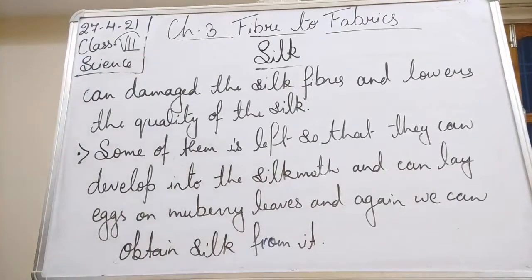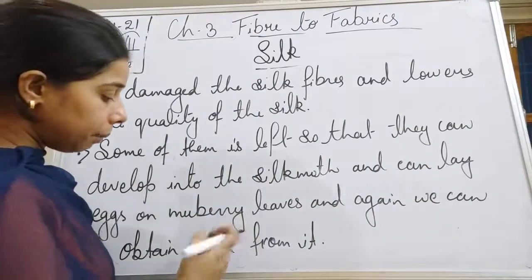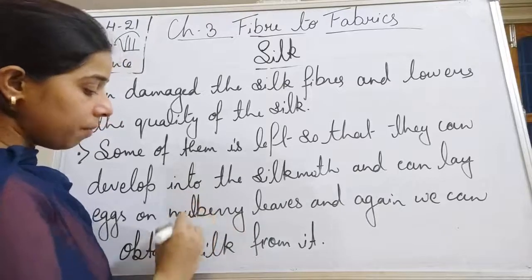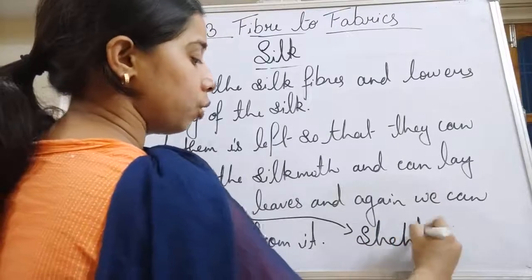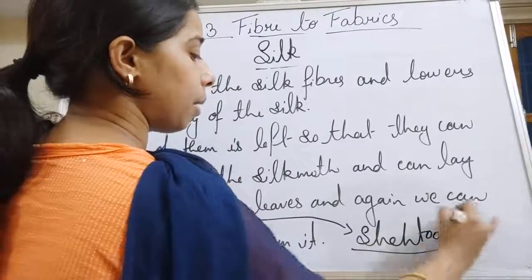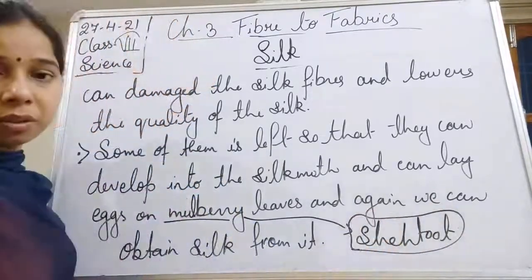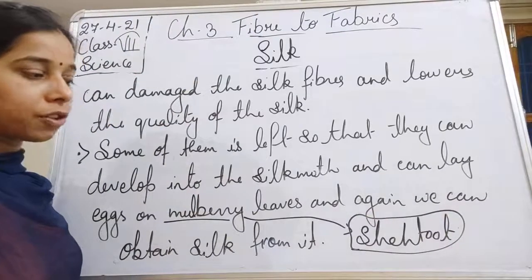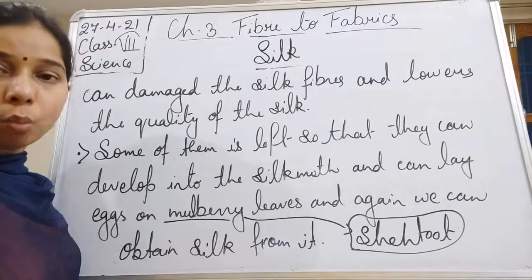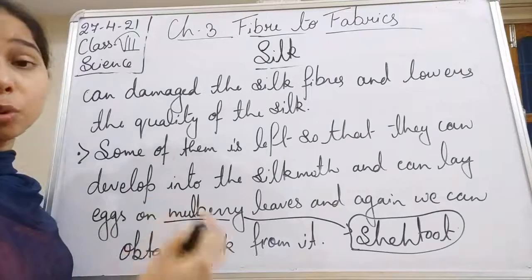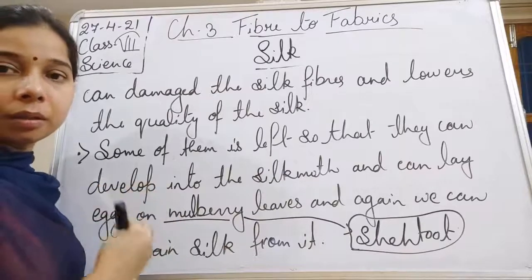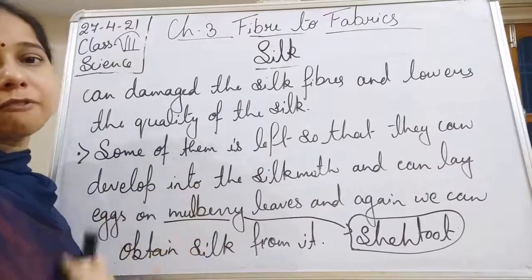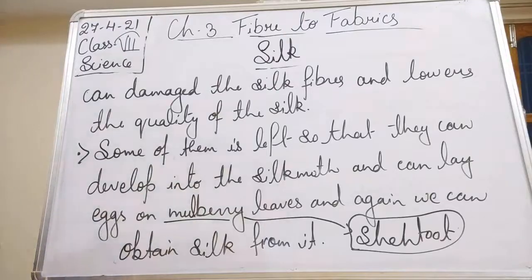Now moving on. Also, let me tell you one more thing. Mulberry, in Hindi we call it shehtoot. So you have heard about this plant, shehtoot. It's a kind of small tree on which the silkworm grows, or we can say the silk moth lays the eggs, and they eat the leaves, and finally the formation of the cocoon happens here.